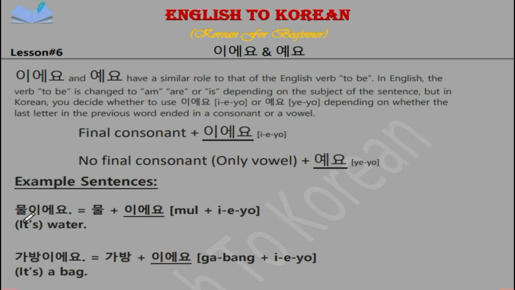It's water. Water means mul. Mul EAO. So as you can see, the previous word before EAO is mul and the last letter of this word is a consonant. So if there is a consonant, we will use EAO.